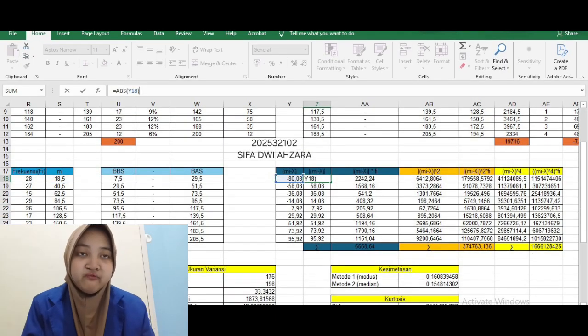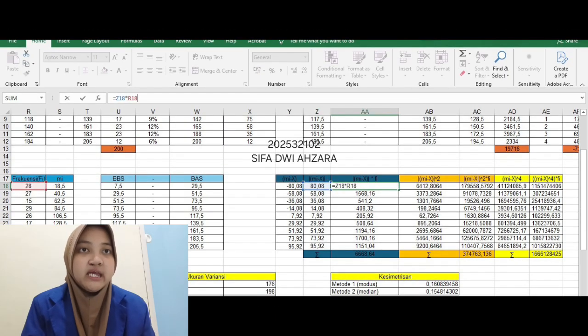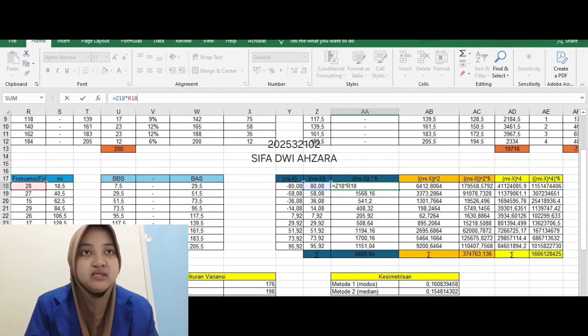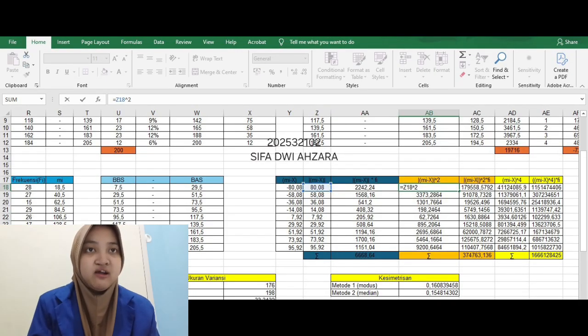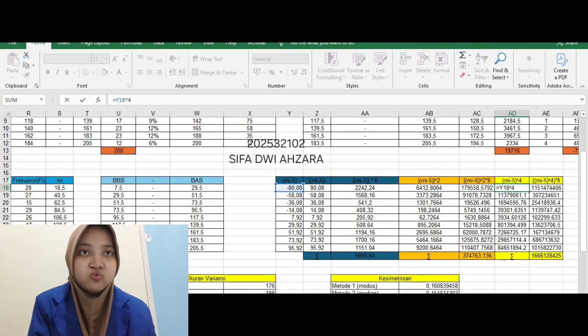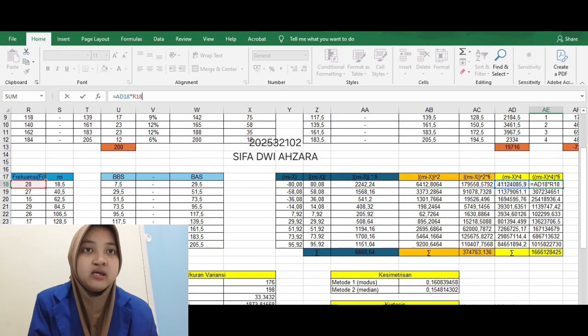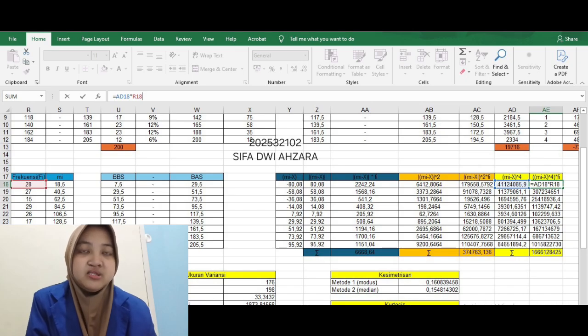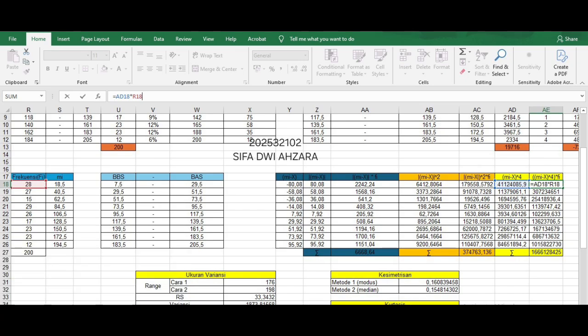9. Variance and standard deviation. Next, we calculate variance using S squared equal sigma Xi minus X bar squared times Fi divided by sigma Fi. And then standard deviation is calculated using S equal the square root of variance. This value measures how spread out the data is.